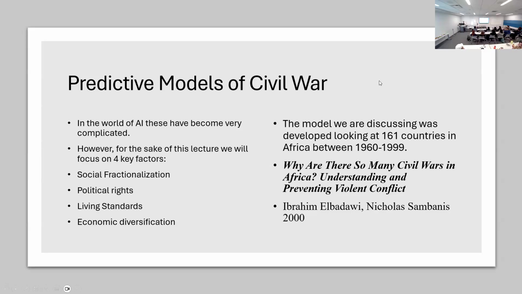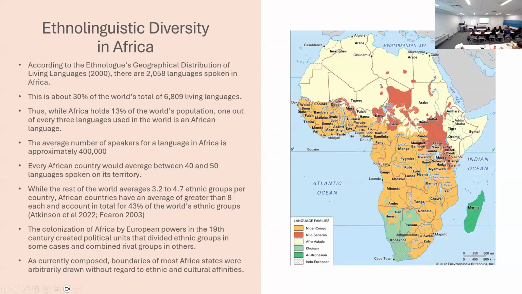So to start off, let's look at social fractionalization, and let's talk about ethno-linguistic diversity in Africa. If you look at Africa, there are about 2,058 spoken languages. That's about 30% of the world's total 6,809 living languages. So while Africa holds 13% of the world's population, 1 out of every 3 languages used in the world is an African language.